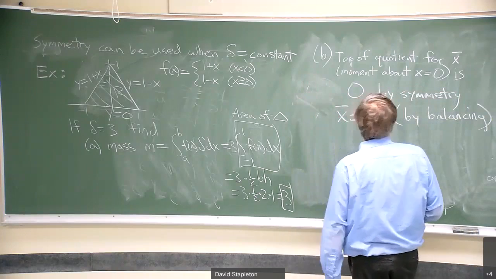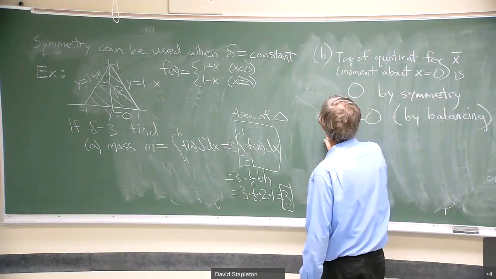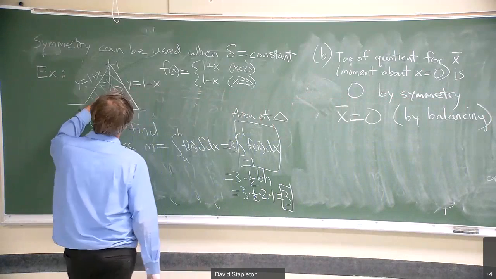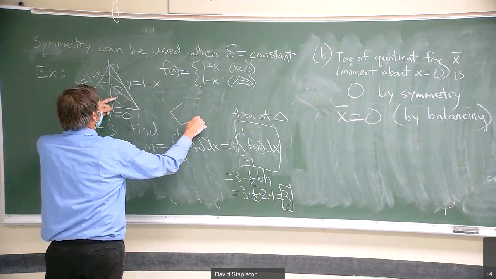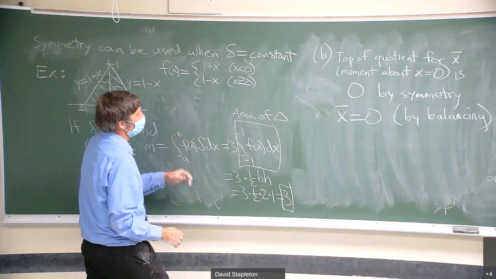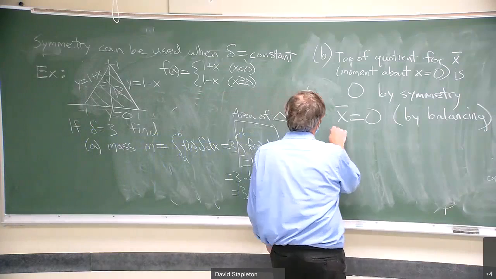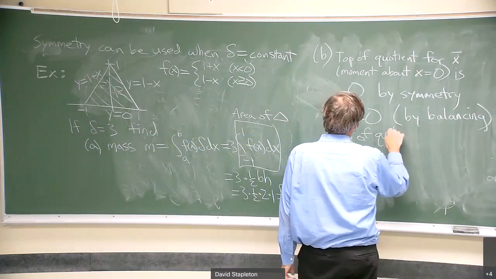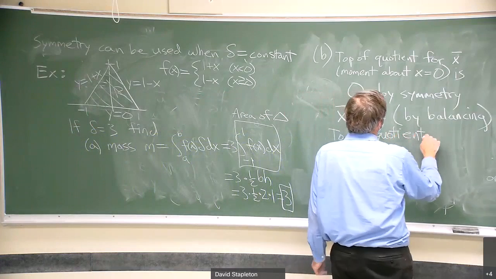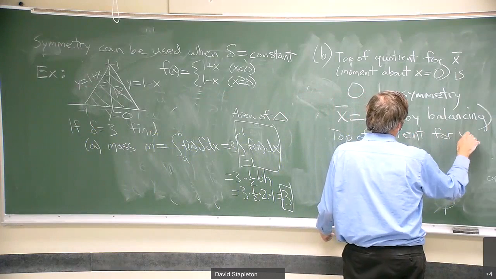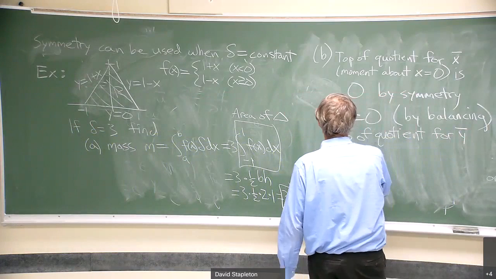All right, so that's what we'll do from here on for x bar, unless we don't have symmetry in the y direction, right? If it was a diamond or something, then we could say, aha, symmetry this way too, right? But no, in this one we're going to have to calculate. So the top of the quotient for y bar, which we call the moment of mass in the y direction, about y equals 0.